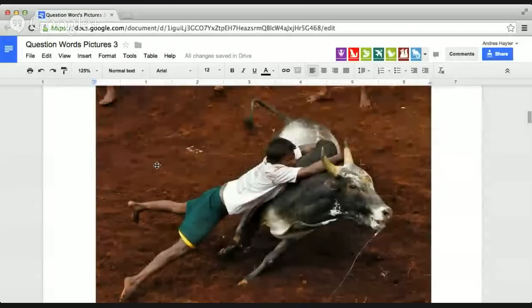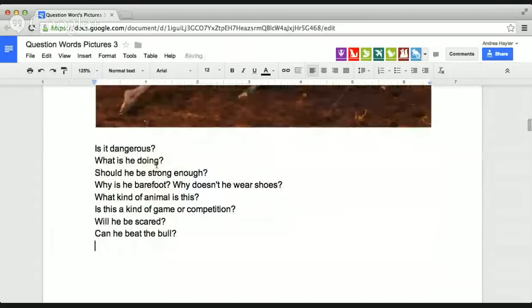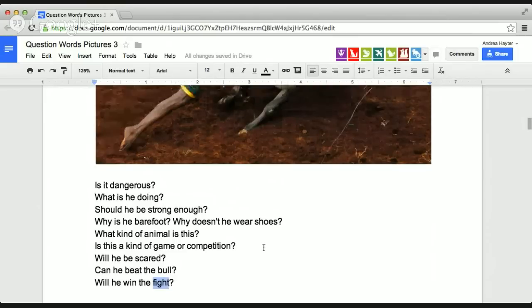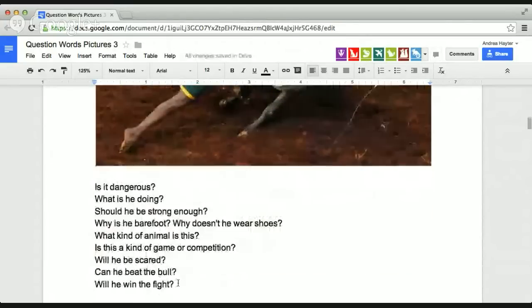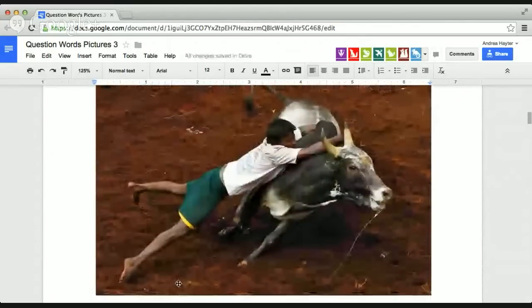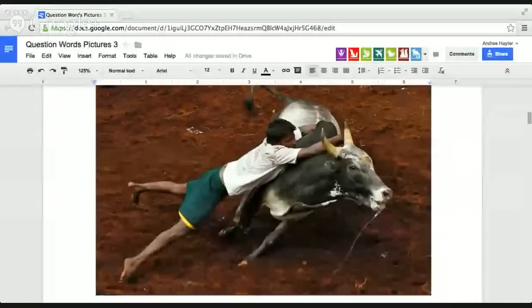Will he win the fighting? Okay, just the fight. Will he win the fight? The word fight is a verb and also a noun. Here, this is a noun. Sometimes you can say, he likes fighting, and that can make fighting like a noun. But here, an event where you fight someone, like a bullfight, we just use fight for that. Yes, will he win the fight? Okay, good. Now, everyone asked a question.